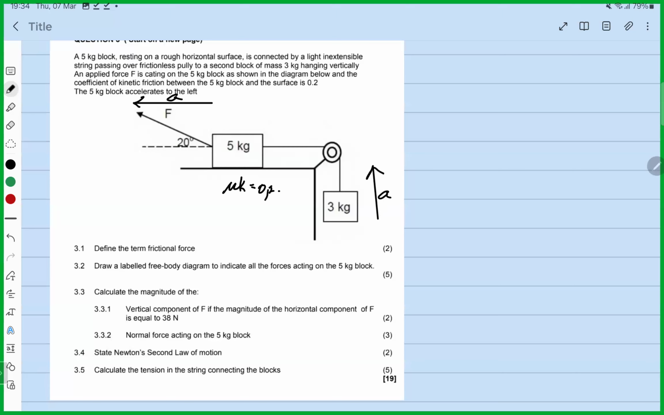Oh, interesting. They didn't ask for Newton's second law here. They asked for the definition of a frictional force. Please make sure you learn all your definitions.